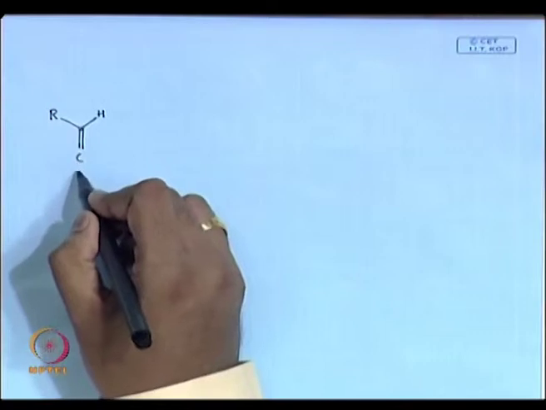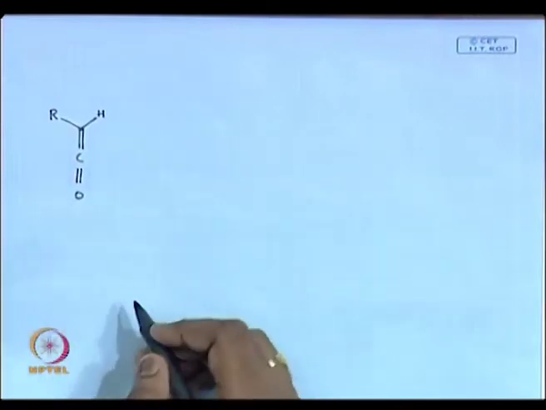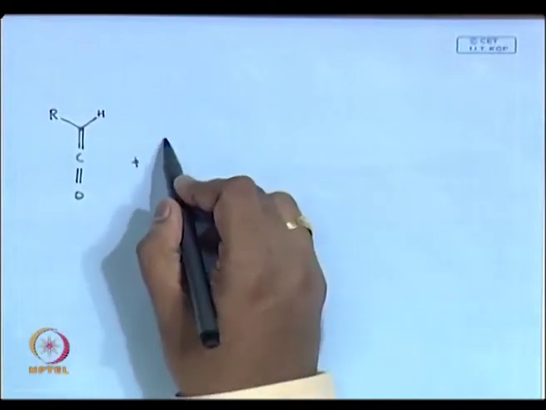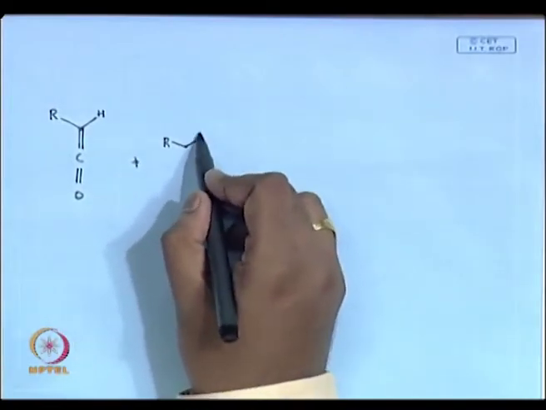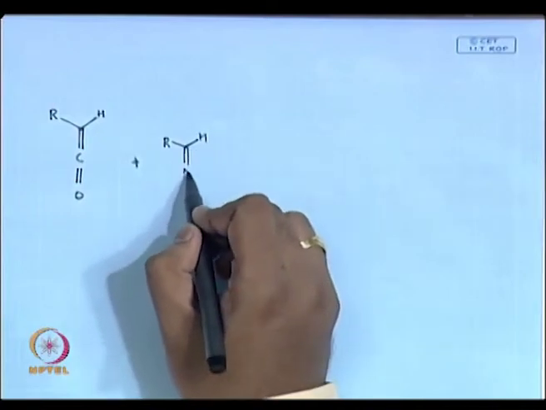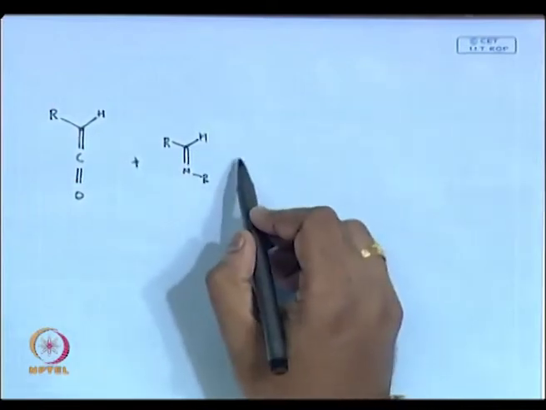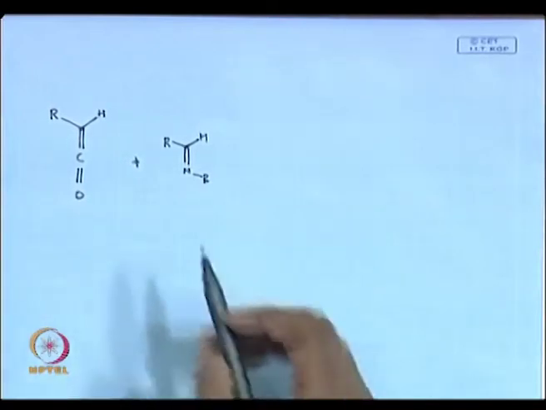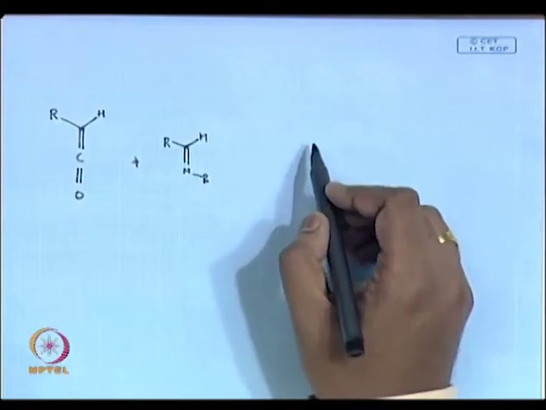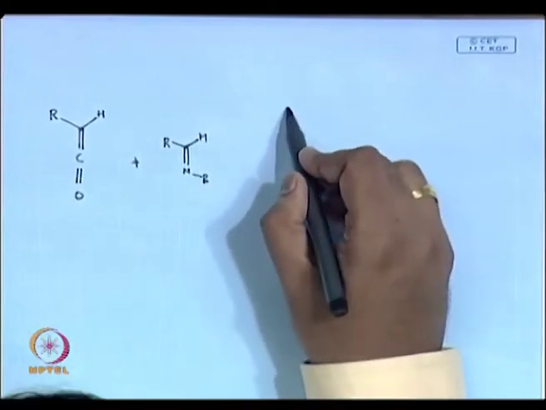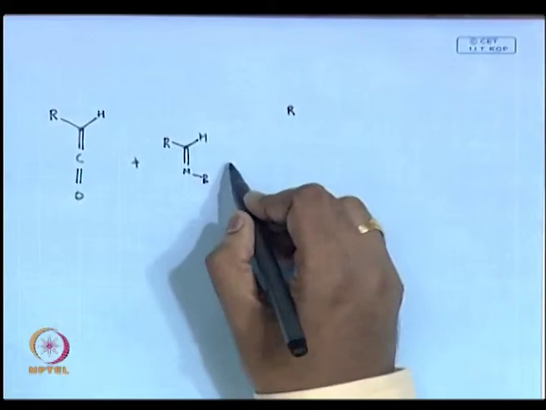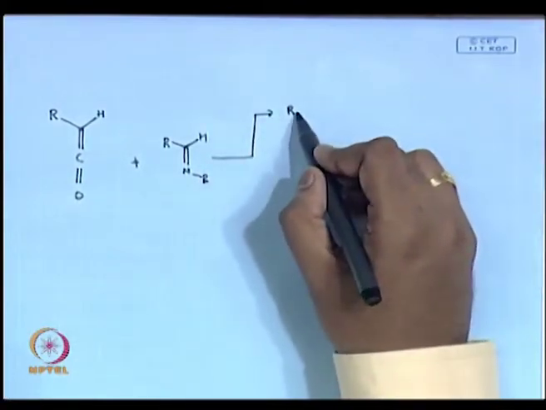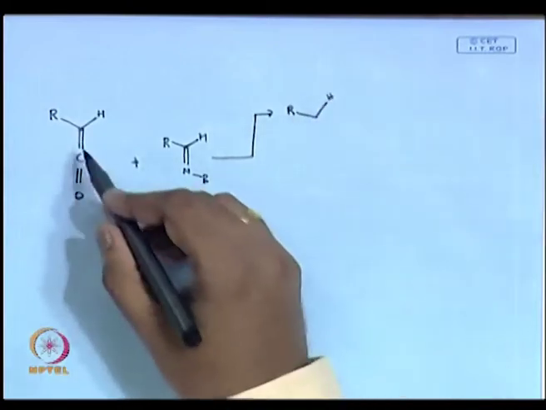So, I can take a ketene, okay, and take an imine. For example, I write a sort of intermediate for this process. One way of writing it is R, H, because I am doing this addition.